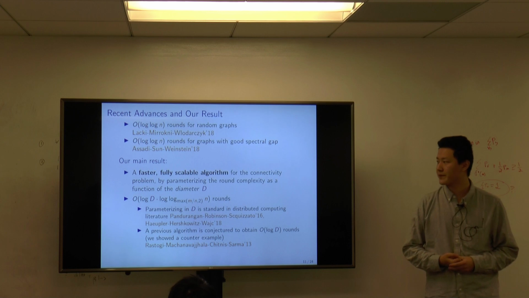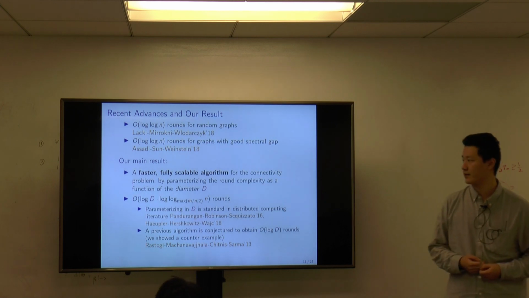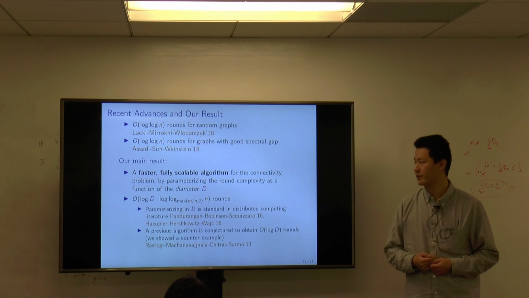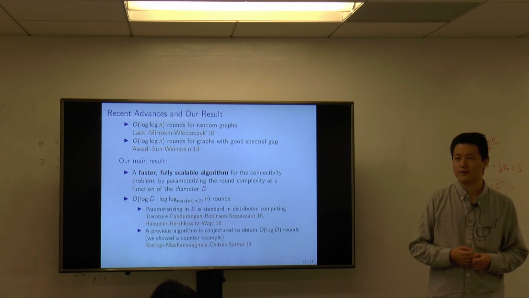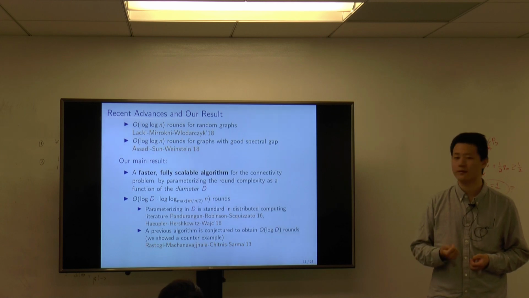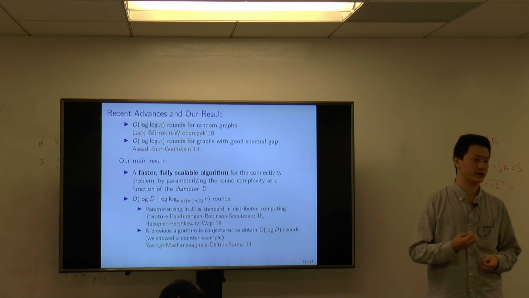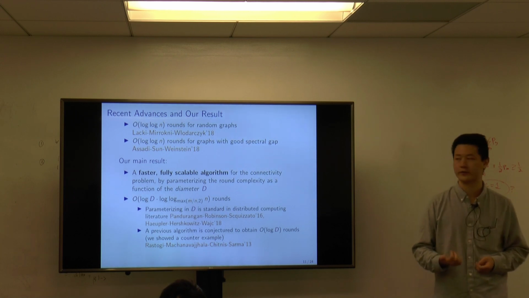Actually, parameterizing in diameter is very standard in the distributed computing literature. There's another heuristic algorithm in the MPC model, which is conjectured to obtain log diameter number of runs. However, in our work, we also show a counterexample for their algorithm.